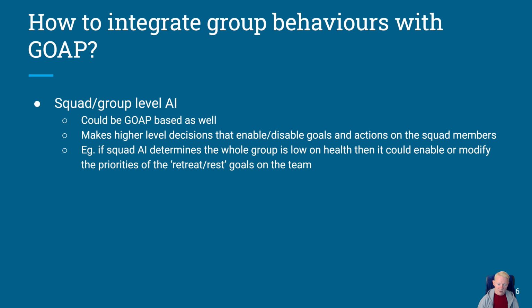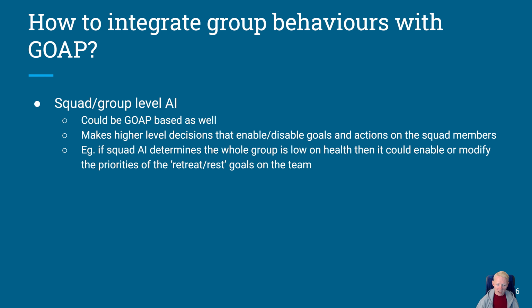So what this can do is, for example, if the squad AI determines that the whole group is low on health, then it could enable goals for fleeing or retreating and resting. It could take those goals and give them a boost to priority so that they are more likely to be activated. So there's a few different things there. But with this, it's kind of decentralized group behavior. There's no individual leader that is dictating the behaviors. It's a cooperative sort of effort running on the squad.